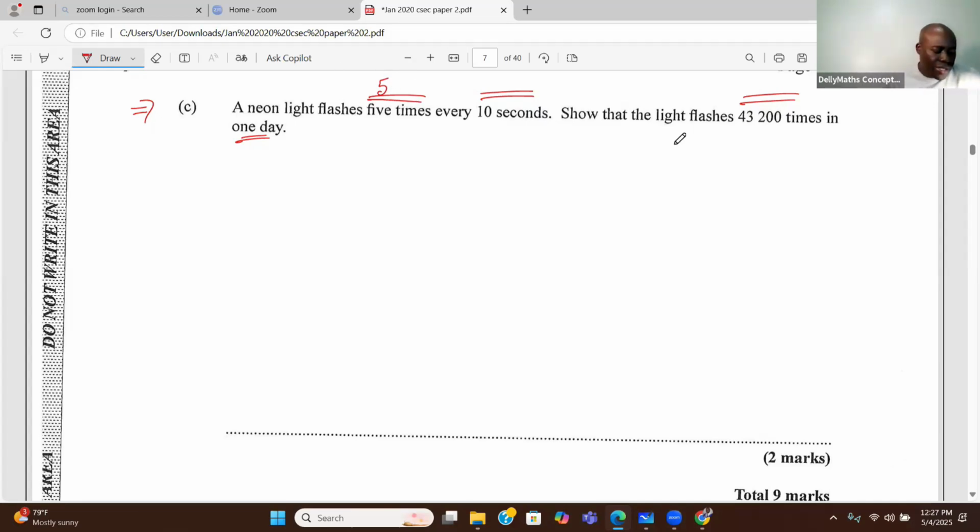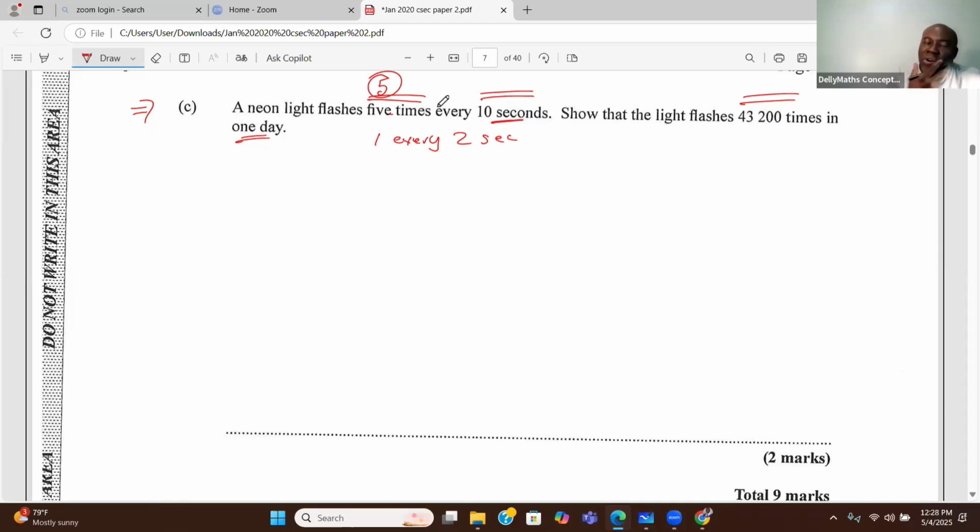All right. So for a question like this, it says a neon light flashes every 10 seconds. You want to think about that. Every 10 seconds, it flashes 5 times. So if you check it out, it's going to flash 1 time every 2 seconds. You see, they say 5 in 10 seconds, so that's 1 every 2.